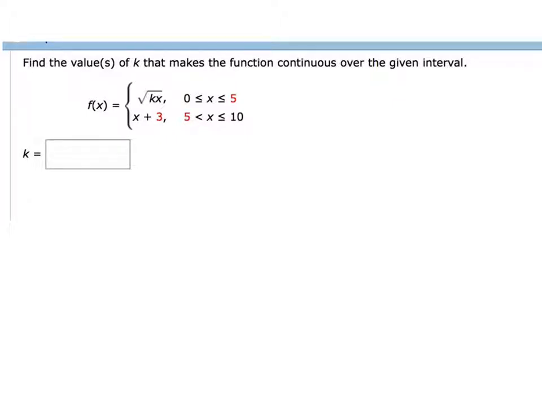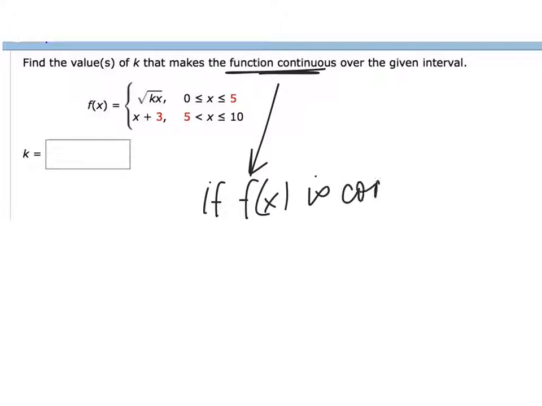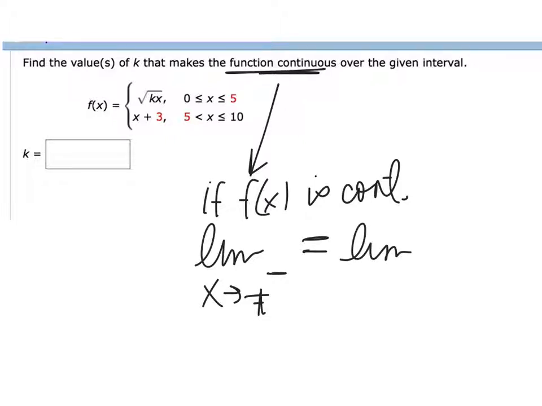So here we're going to find the value of k that makes the function continuous. If f of x is continuous, then the limit as x approaches some number from the left is equal to the limit as x approaches some number from the right. The limit exists because if it's continuous, when you come at the number from the left, the y value is going to be the same as if you come at it from the right.